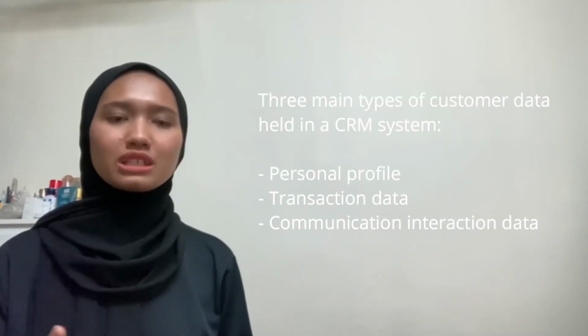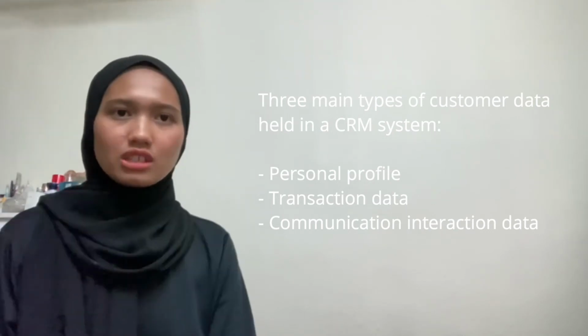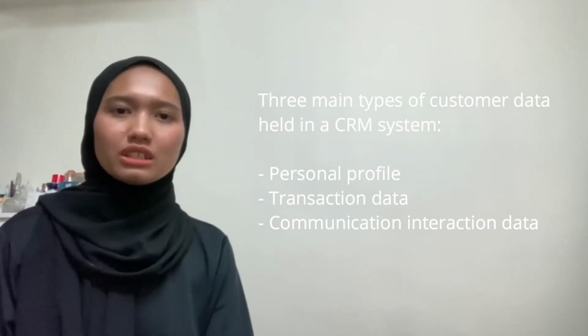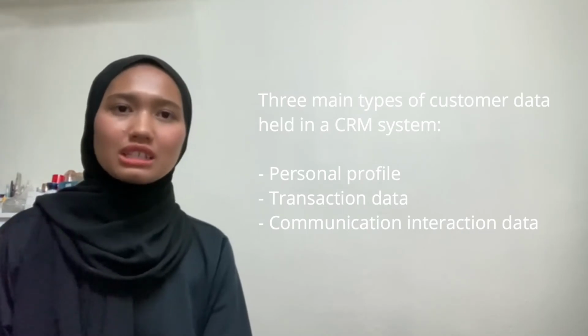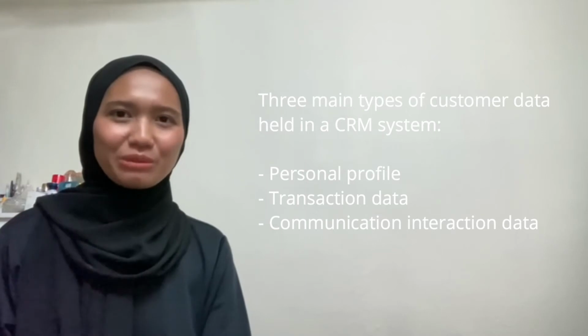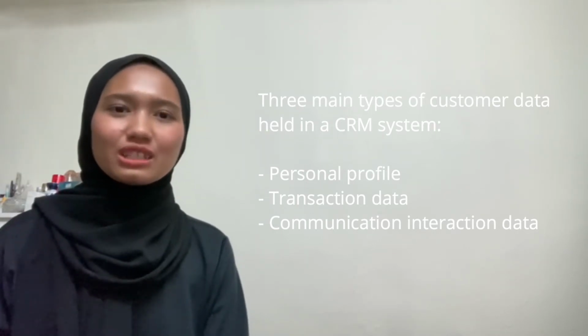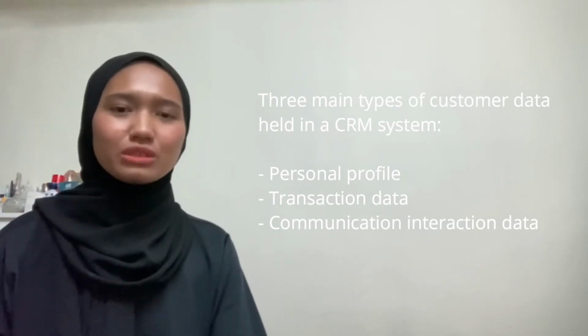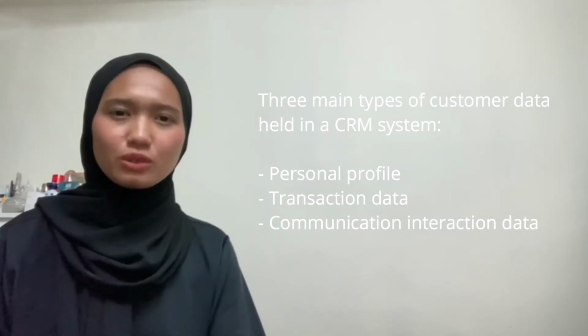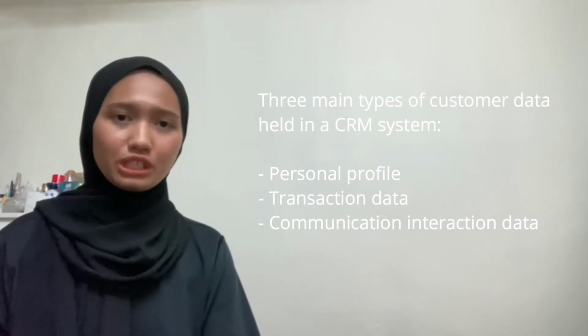So there are 3 types of customer data that the CRM collect, which are personal profile, transaction data, and also communication interaction data. So in personal profile, the CRM will collect data such as name, age, demographic details, gender, shipping address, phone number, and also the customer social media data. So this data is usually obtained when the customer enter their payment details upon checkout, and also when the customer sign up for the company newsletter.